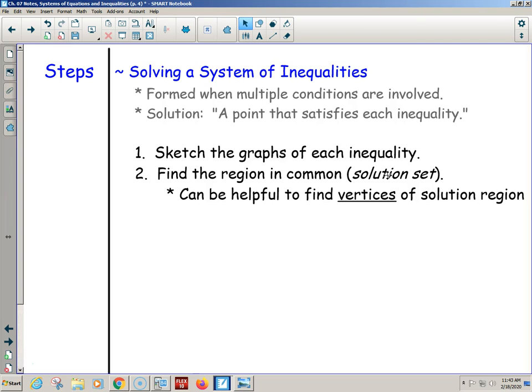Systems, we know. Multiple conditions, multiple things that need to be true, multiple equations, but now they're not equations, they're inequalities. So we're going to sketch each inequality. I'm going to say in different colors because that makes my perception of what's going on a lot easier to handle. You guys try to do it all with your pencil, but if you get more than two, it gets really messy and confusing. Find the region in common. I'm going to call it the overlap.